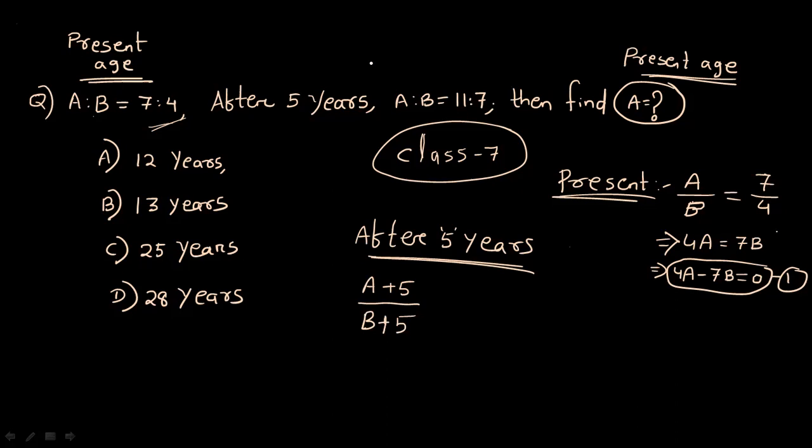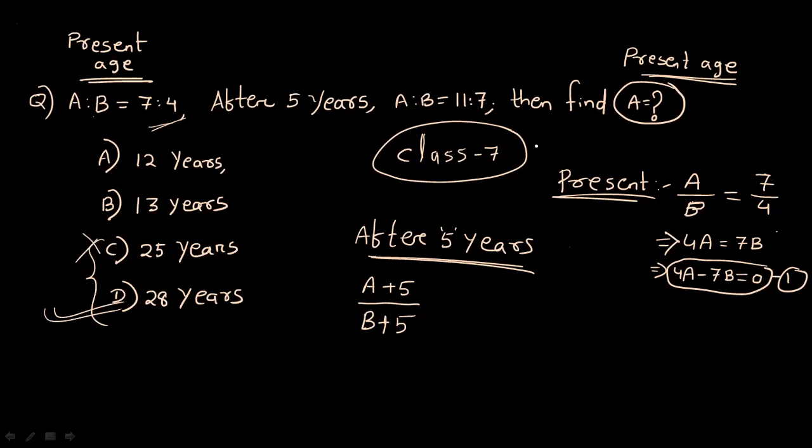Somebody is telling 25 years. C20 is telling 25 years. Okay, we'll see what is the correct answer. 28. Okay. So you are getting confused between 25 years and 28 years. So the correct answer is 28 years, not 25 years.